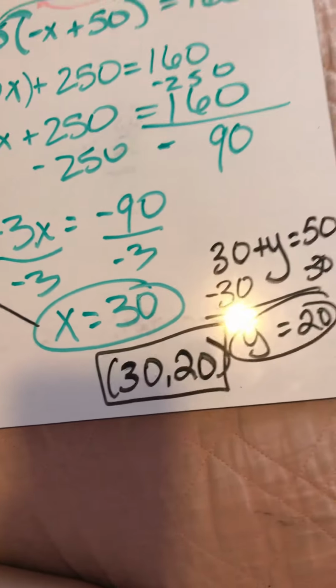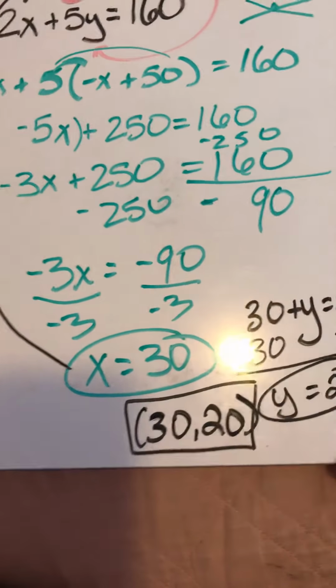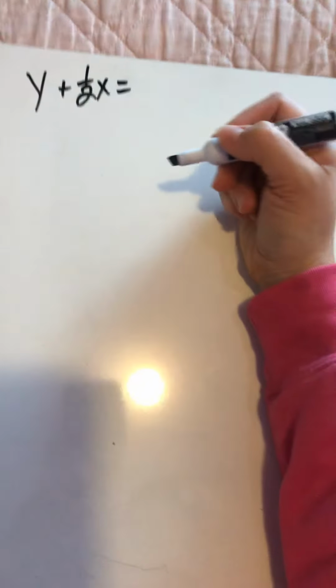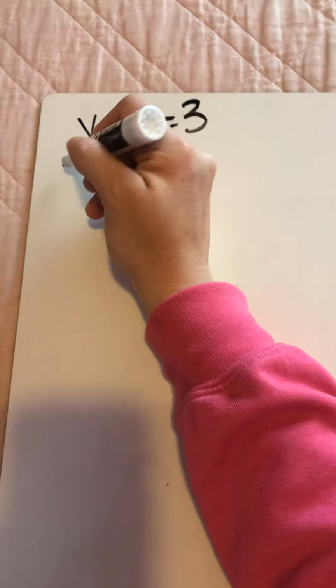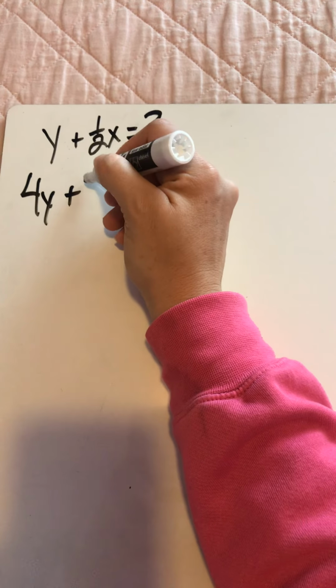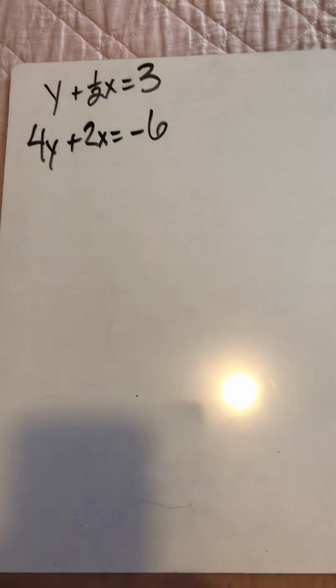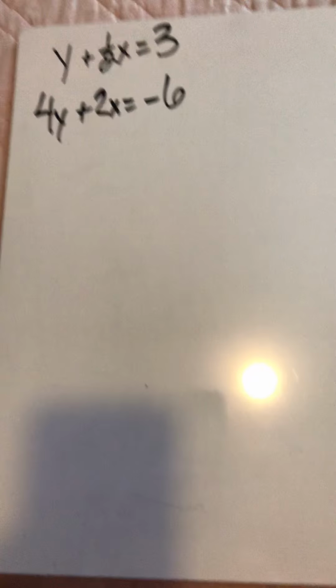Okay? We're going to do another example like this. All right, let's do one with a fraction. y plus 1/2 x equals 3, and 4y plus 2x equals negative 6. All right, so we're going to solve for y. The top one's going to be easier because there's nothing connected to it.